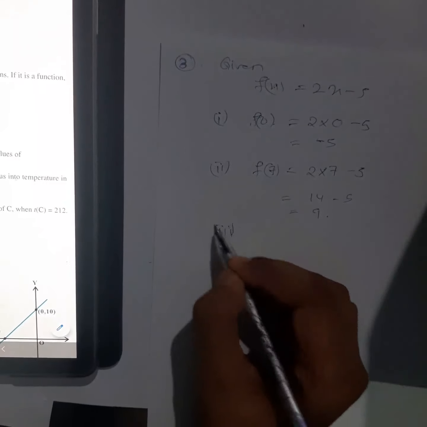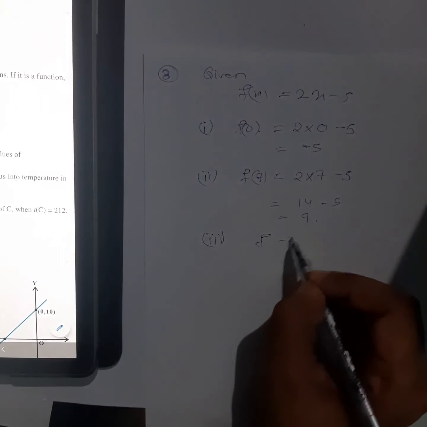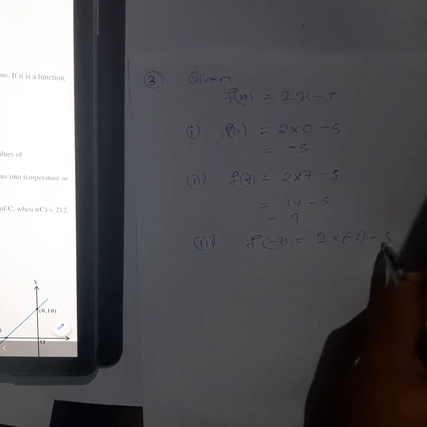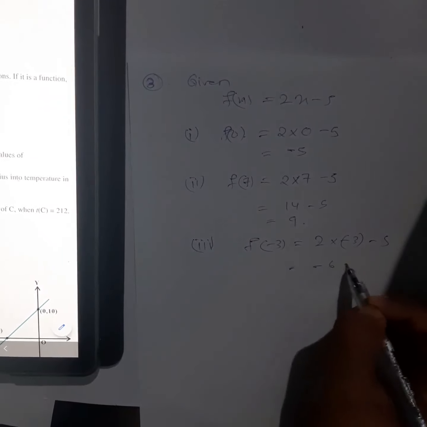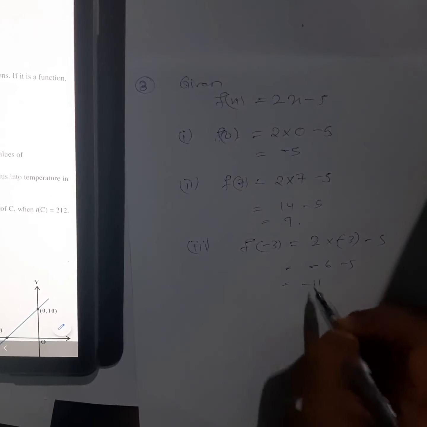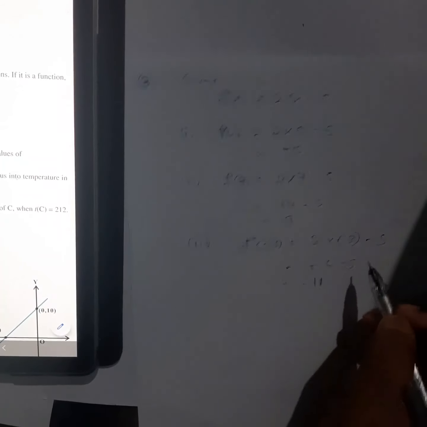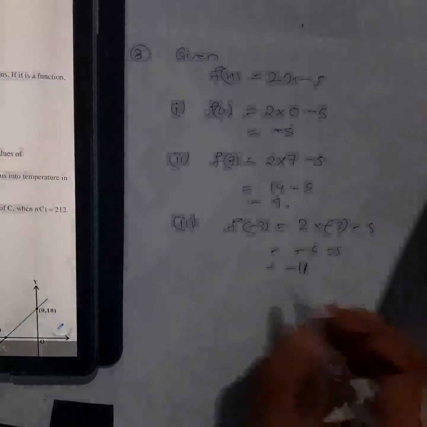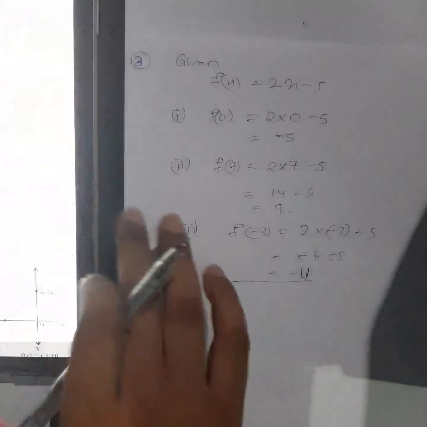Number 3, f of minus 3, you solve it, okay? 2 into minus 3 minus 5. So this will be minus 6 minus 5, that is minus 11. Minus minus plus, right? So 6 plus 5 is 11, minus 11, okay? So this one is done. Next, number 4.